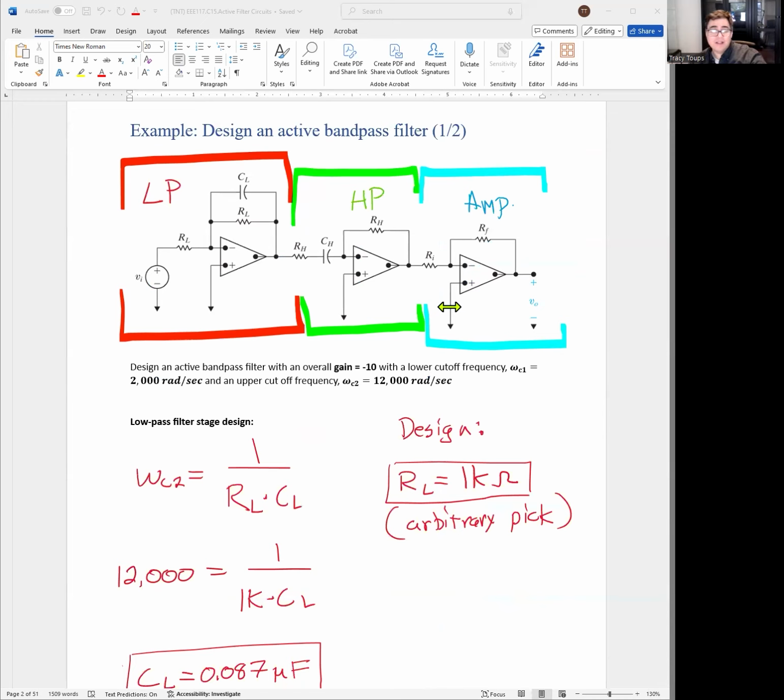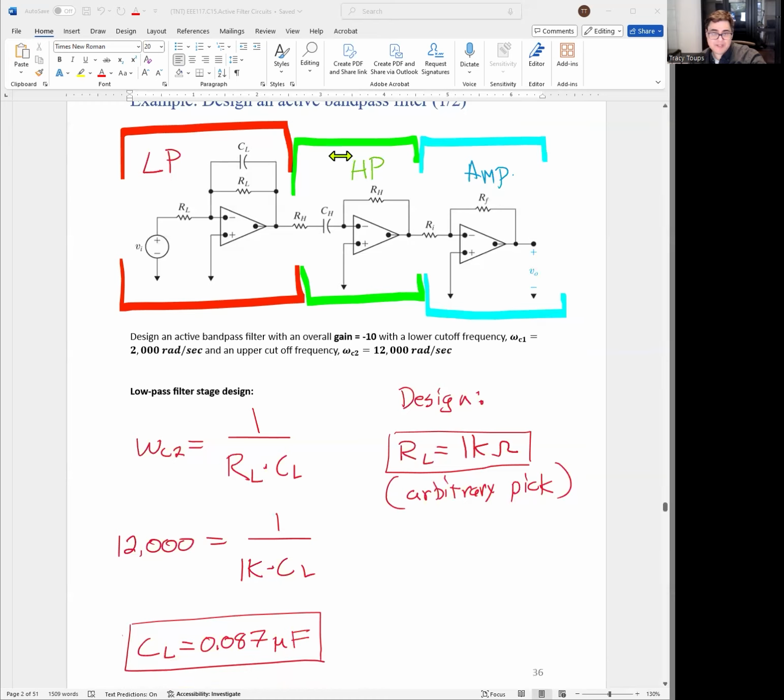Okay, so again, let's do a quick example to show you number crunching. So you have your low pass stage, your high pass stage, amplification stage, 3 of them. So let's design an active band pass filter with an overall gain of -10.